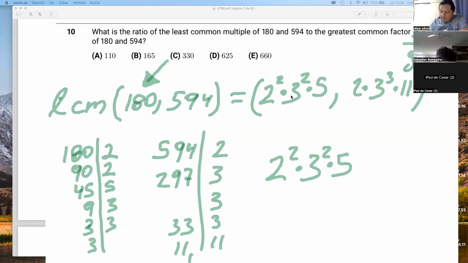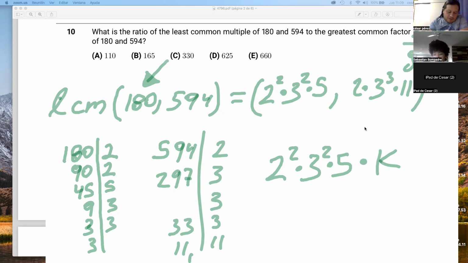Well, if we want a multiple of this number, it must be 2 squared by 3 squared by 5, by something more. ¿Ya? Si queremos un múltiplo de este número, 2 al cuadrado por 3 al cuadrado por 5, que es 180, necesitaríamos esto multiplicado por algún número. Puede ser 1, 2, 3, 4. ¿Ok? Do you understand this?